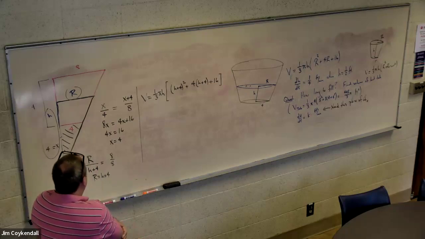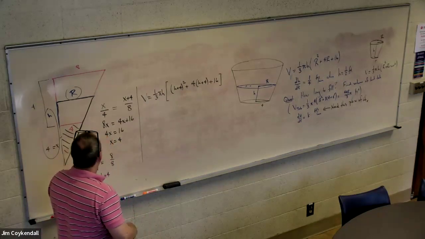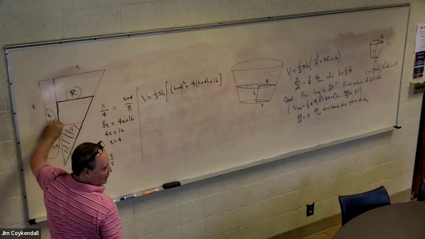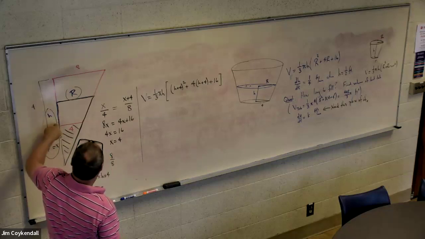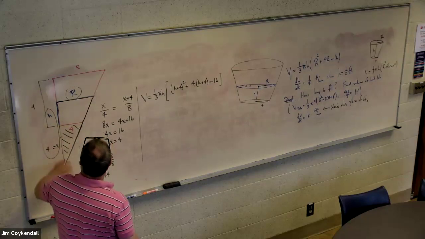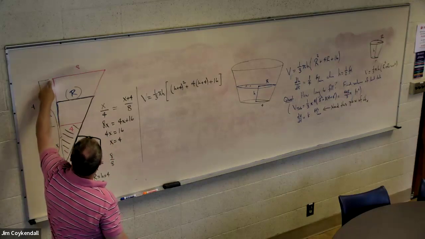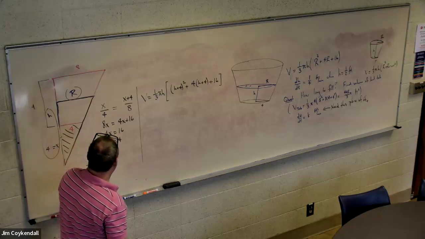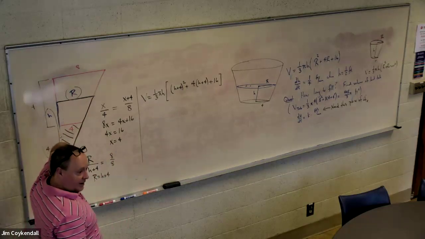Here's kind of the gut check on this too. Think about this case: what happens when the water is at 0 H? In this case, H is 0, and what is the radius R? It's 4. What happens all the way up here? When H is all the way up here, that means H is 4, and this says R is 4 plus 4. So it makes sense that this works, right?